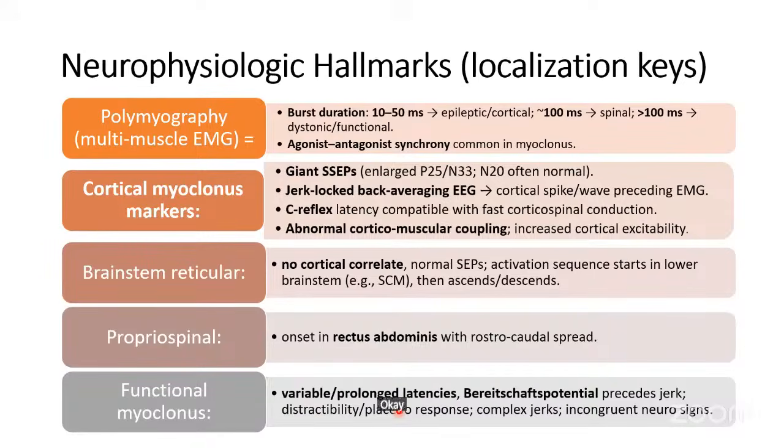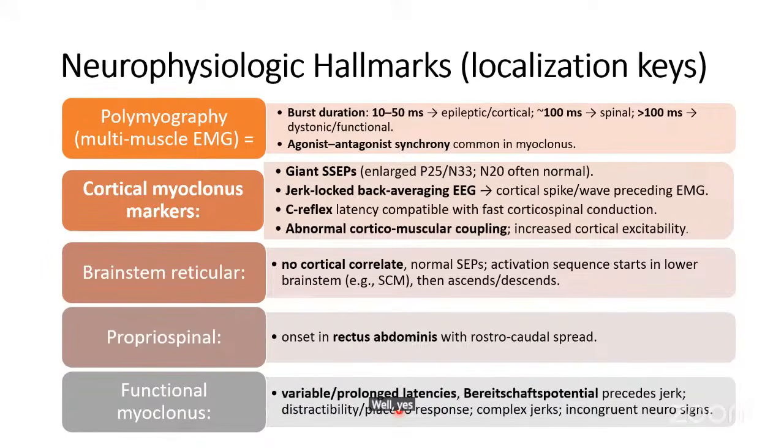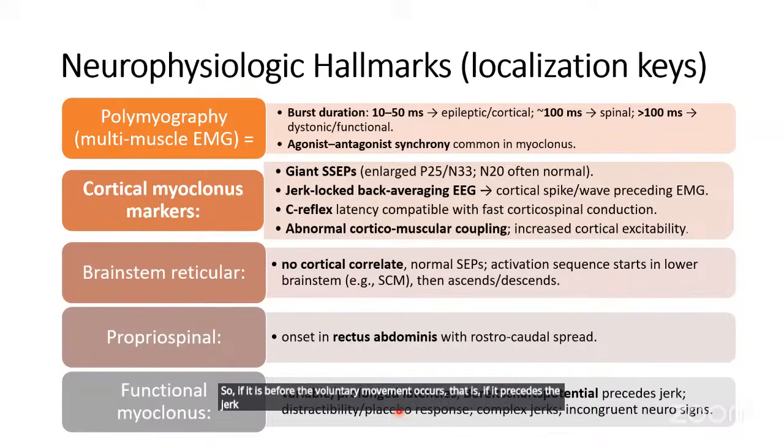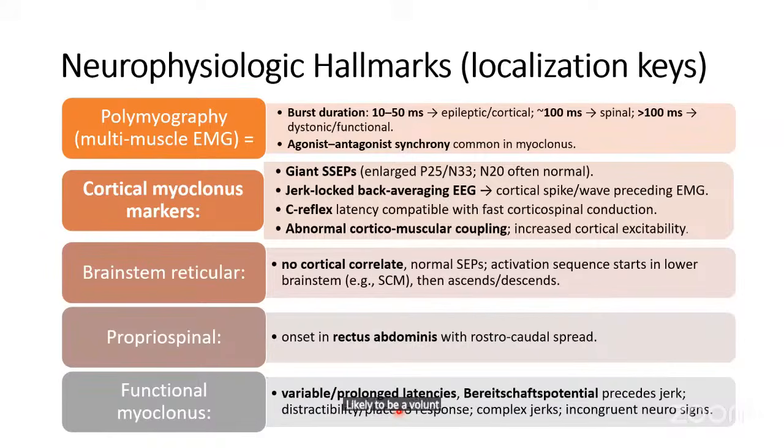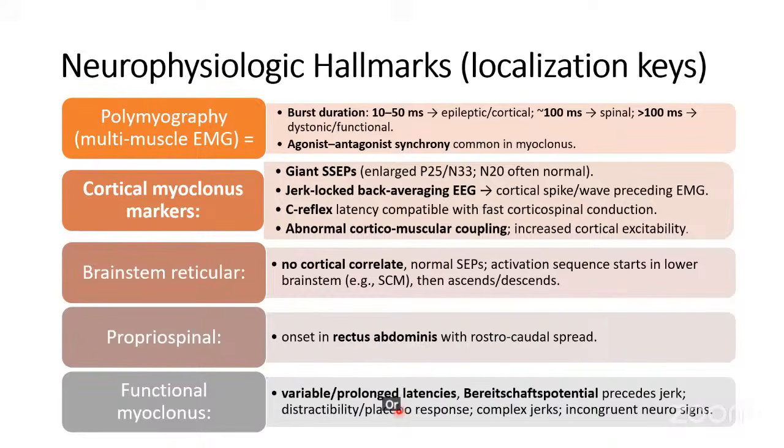So it is like a premotor potential, a cortical potential, which comes around 1.5 to 2 seconds before the voluntary movements. If it precedes the jerk, that means it is likely to be a voluntary movement. That is seen in functional myoclonus. That won't be seen in cortical myoclonus. It is also usually absent in tics, or the duration can be very short, or it can be absent in tics. That's how you can differentiate it from functional.